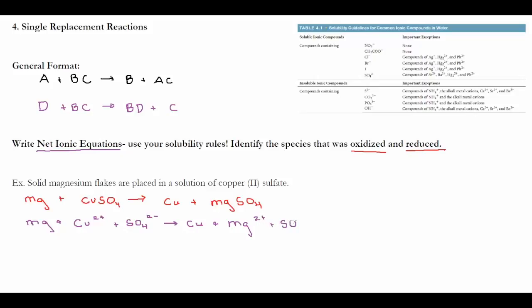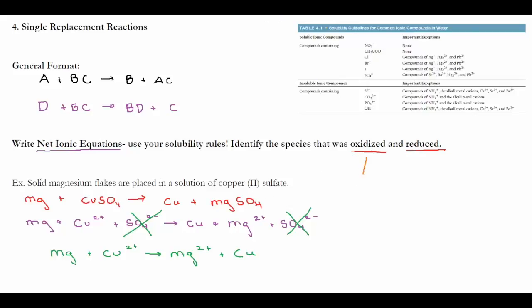Okay. Now, to write the net ionic equation, what you need to do is get rid of anything that's the exact same on both sides. So magnesium, notice it's not the exact same. Here you've got the atom, here you've got the ion, so you can't get rid of that. Copper, again, here's the ion, here's the atom, so you can't get rid of that. But sulfate is the same on both sides. And so my net ionic equation for this single replacement reaction would be Mg plus Cu2+ produces magnesium ion and copper. Okay?